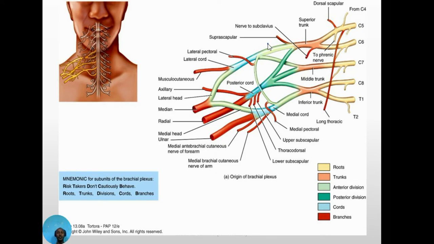divisions give cords. For example, the lateral cord is formed from the anterior division of the superior trunk and the anterior division of the middle trunk. This is the anterior division of the superior trunk. This is the anterior division of the middle trunk. And the posterior cord is formed from the posterior divisions of all trunks.